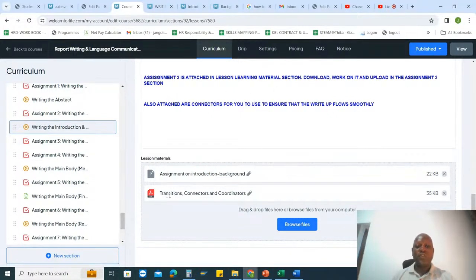Then we have transition words. These are very important in our writing. They help us to move from one sentence to another smoothly. Therefore, we need to apply them. I have attached them there. Go through them and use them continuously in your writing, even at work.